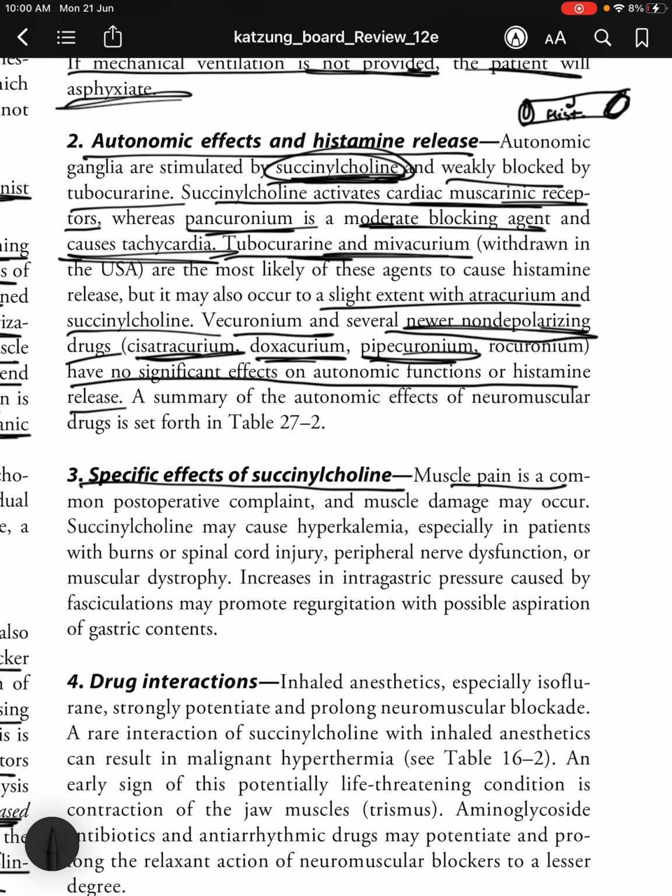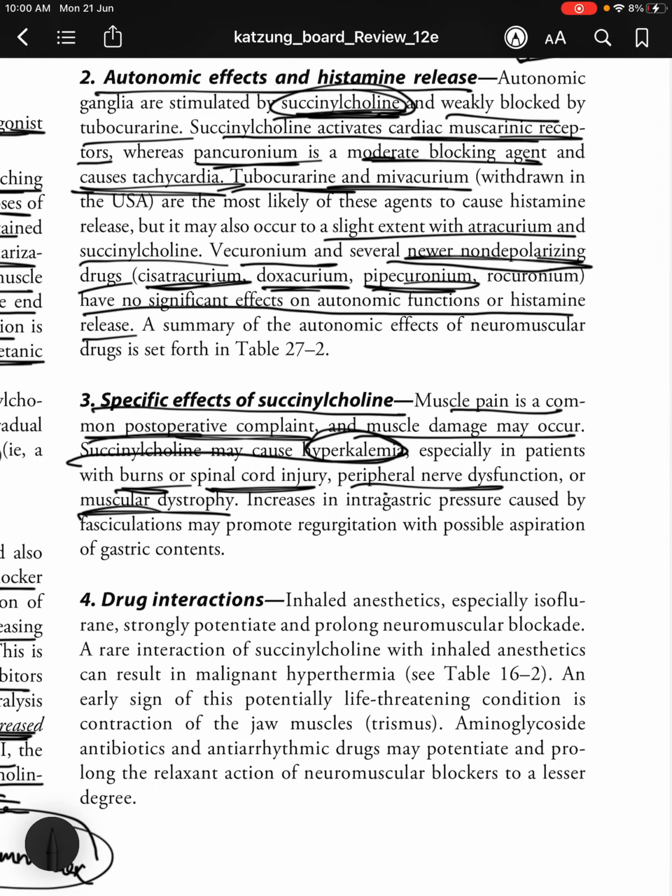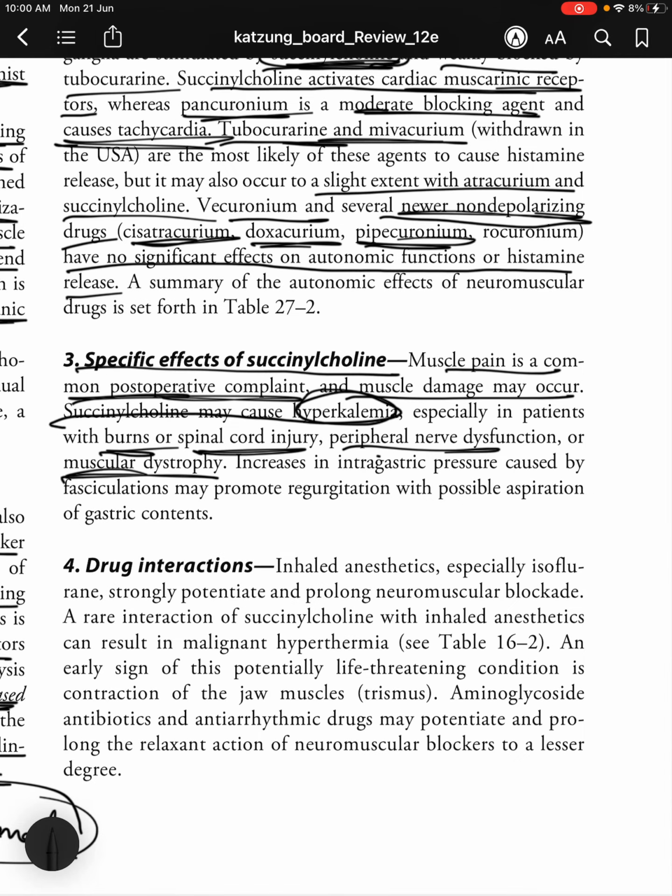And then coming to the specific effects of succinylcholine, muscle pain is a common post-op complaint and muscle damage may occur. Succinylcholine may cause hyperkalemia, especially in patients with burns or spinal cord injury, peripheral nerve dysfunction or muscular dystrophy. So increases in intragastric pressure caused by fasciculations may promote regurgitation with possible aspiration of gastric contents.